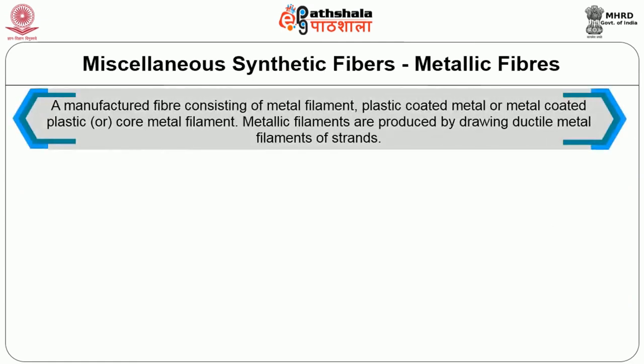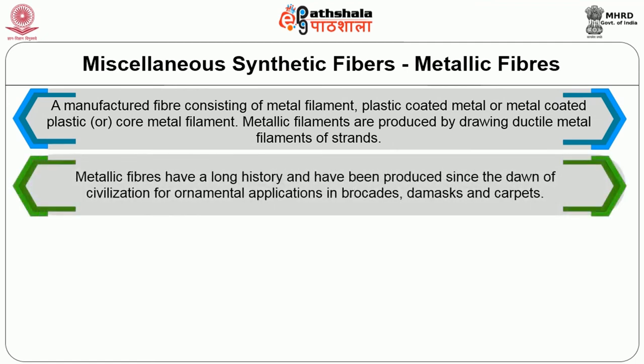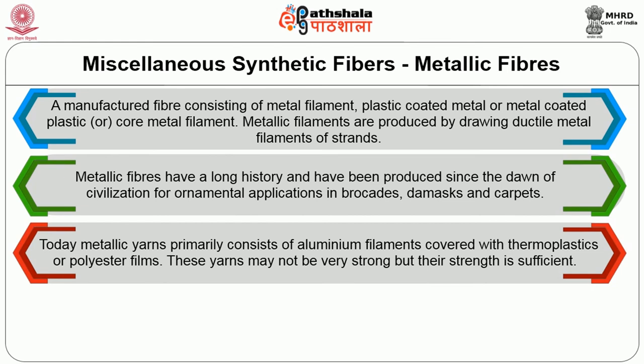A manufactured fiber consisting of metal filament, plastic coated metal, metal coated plastic, or core metal filament. Metallic filaments are produced by drawing ductile metal filaments into strands. Metallic fibers have a long history and have been produced since the dawn of civilization for ornamental applications in brocades, damasks, and carpets. Today, metallic yarns primarily consist of aluminum filaments covered with thermoplastic or polyester films.